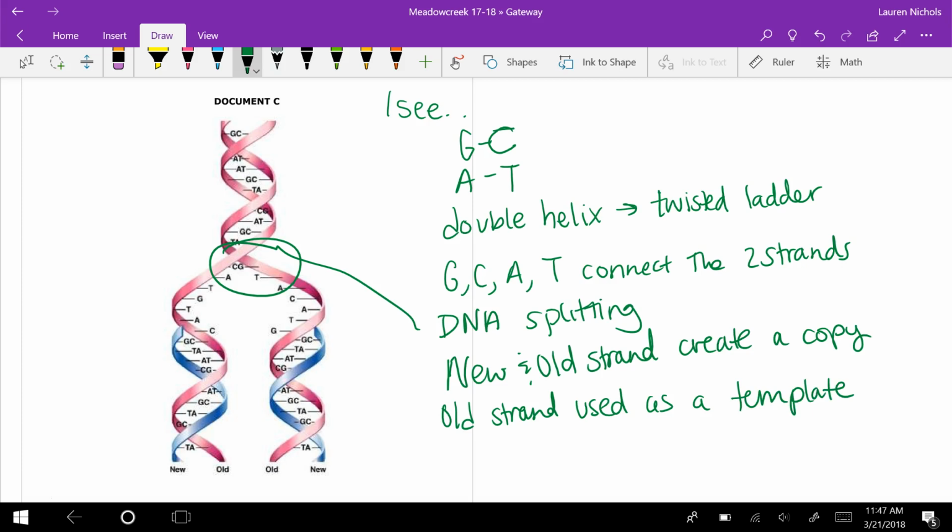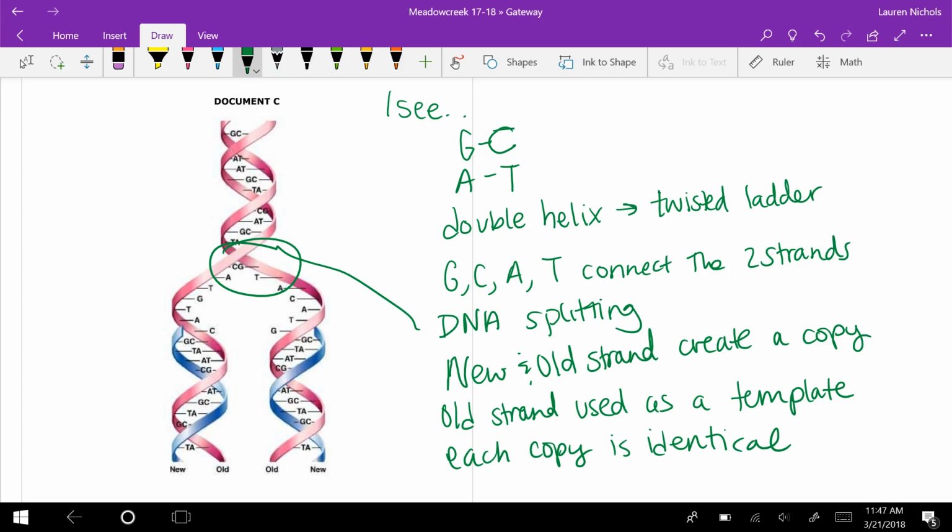I see that, well, the new and old strand creating the copy. I see that each copy is identical. Okay, so these are all the things that I see, right? Things that I can see with my eyes.